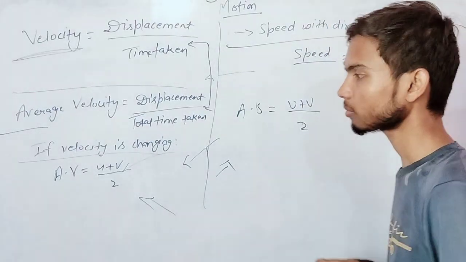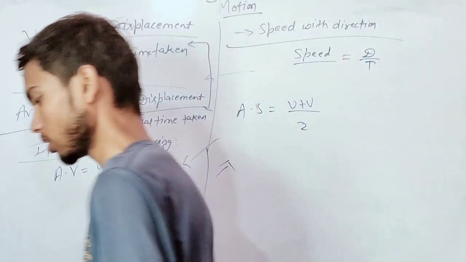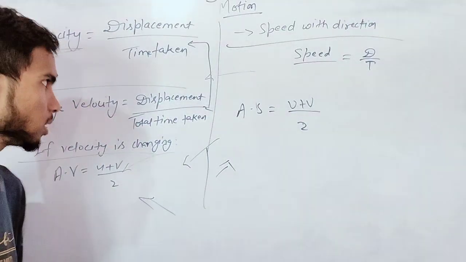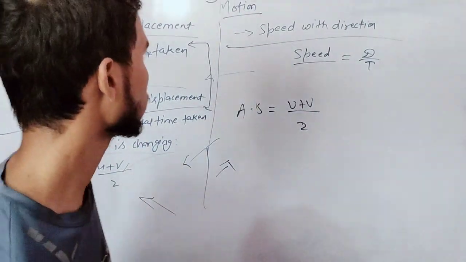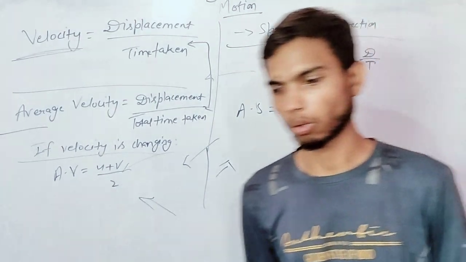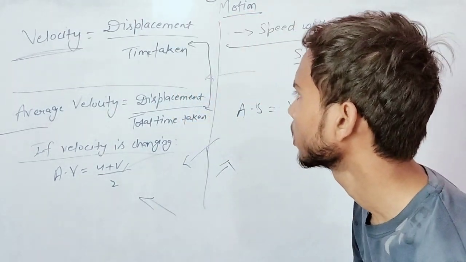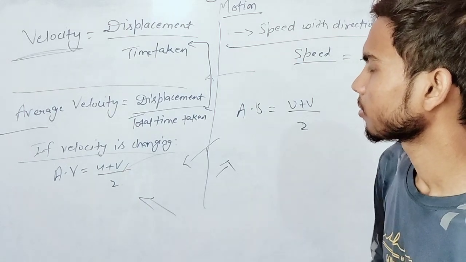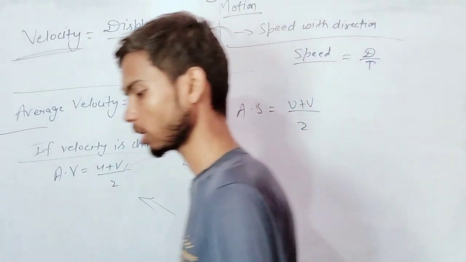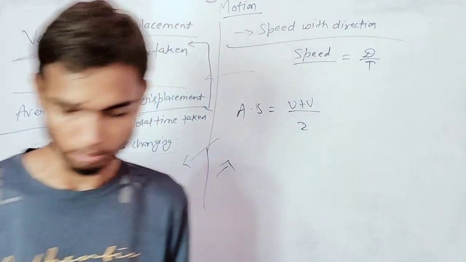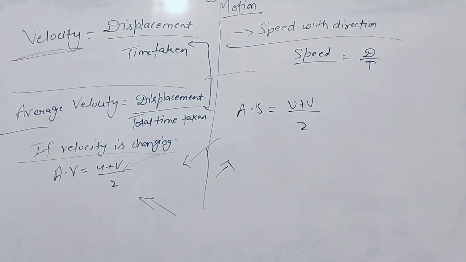Clear? I think it is clear. That's how you will use this kind of formula. Here the velocity was changing. That's why, if velocity is changing, you will apply the same u plus v upon 2. But here the direction word will come. Shall we take the next concept?